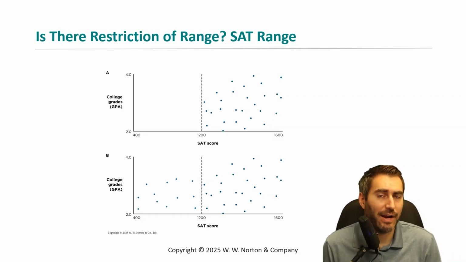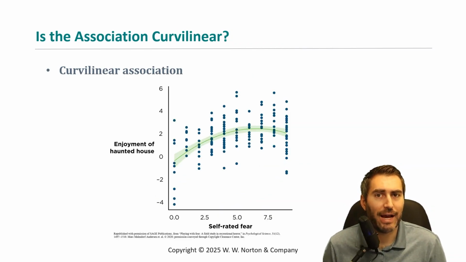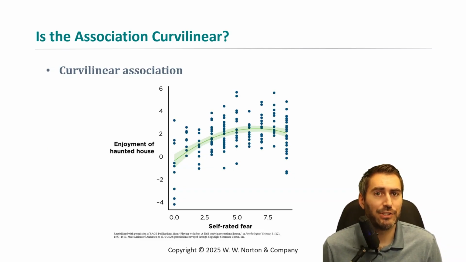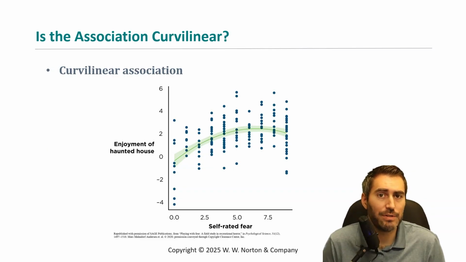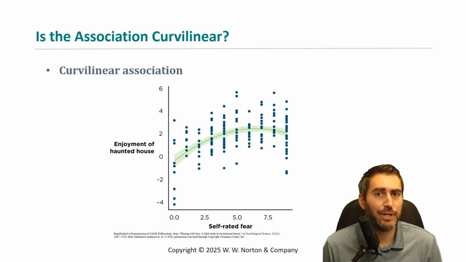We may also want to ask if the relationship between our two variables might be curvilinear. A curvilinear association is one in which the correlation coefficient is 0 or close to 0, and the relationship between two variables is not a straight line. Take this example among visitors to a haunted house. The more scared people felt, the more they enjoyed the experience, but only up to a point.